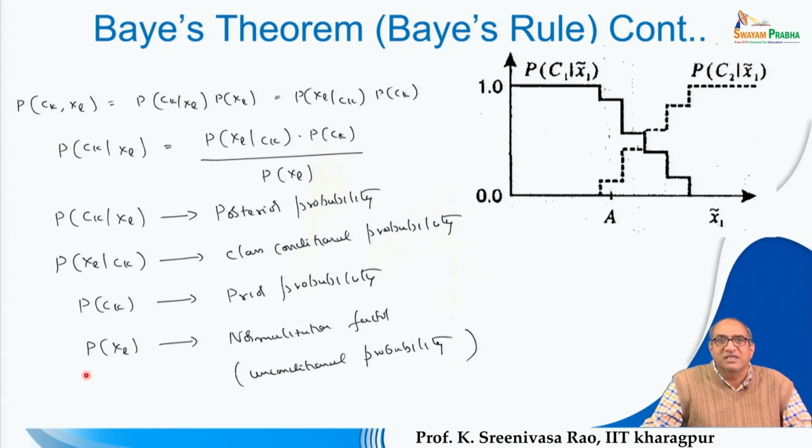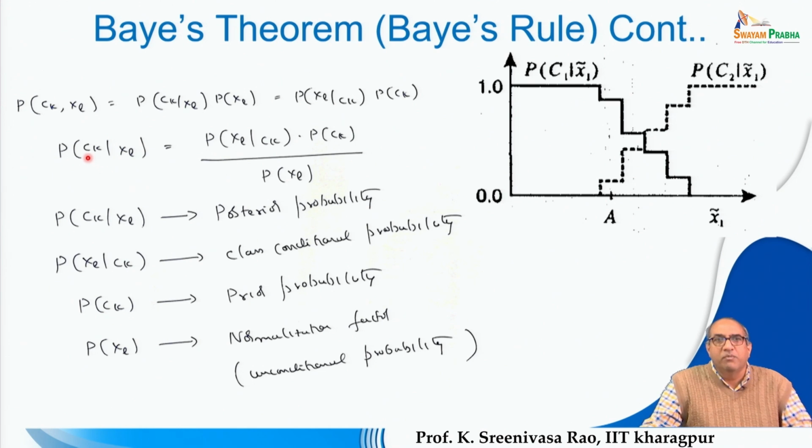And P of XL is simply an unconditional probability. That means again there is no condition imposed on that. What is the probability of the feature vector? It's going to be simply an unconditional probability. And as you see in this particular equation, the probability of XL will be there as part of the denominator in this expression.